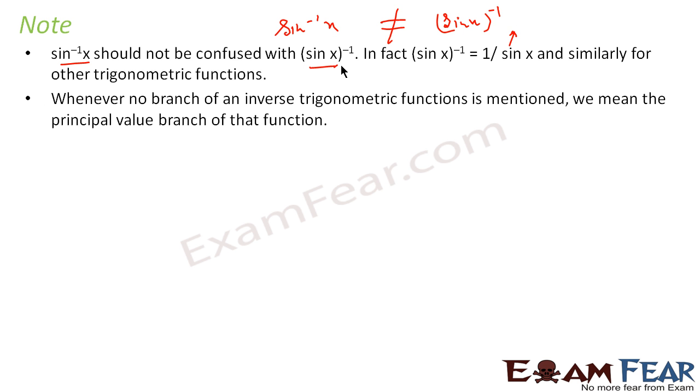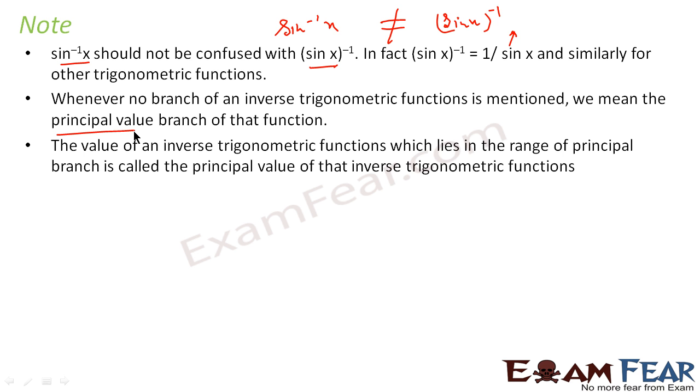Also, whenever no branch of an inverse trigonometric function is mentioned, we assume the principal value branch for the function. So in the questions where a particular branch is not mentioned, we will take the principal value branch and solve our questions. Also, the values of the inverse trigonometric functions which lie in the range of the principal branch are called the principal value of that inverse trigonometric function. So if you take the principal domain, whatever range you get in that principal domain, those are the principal values. So let's recap.